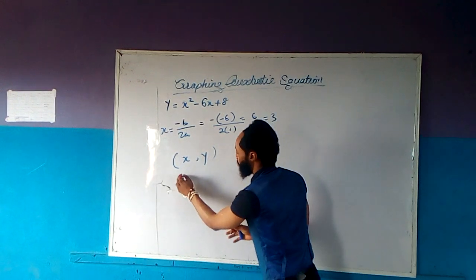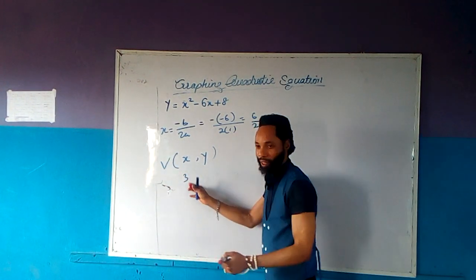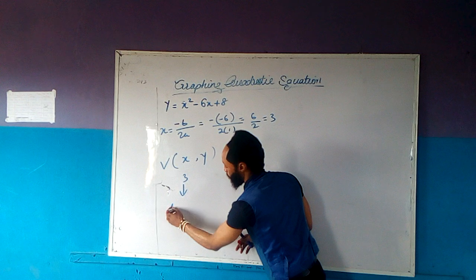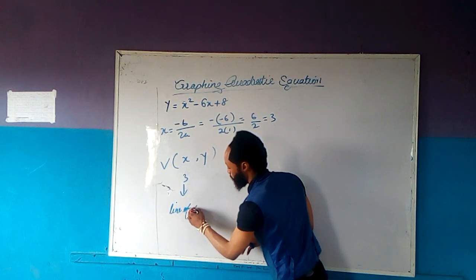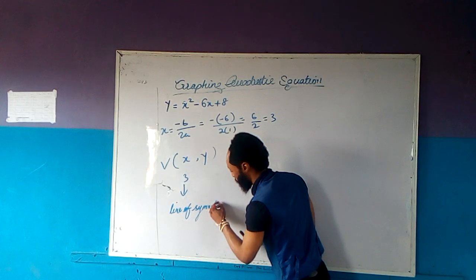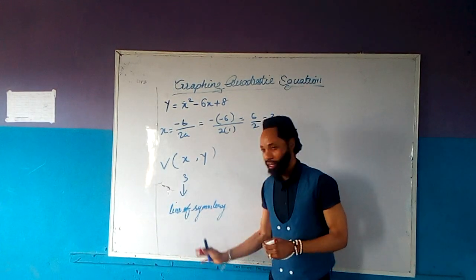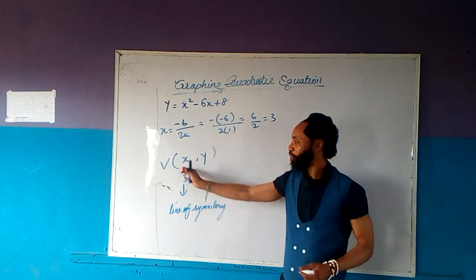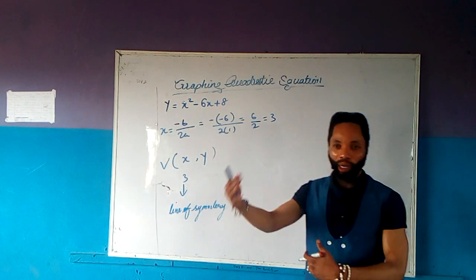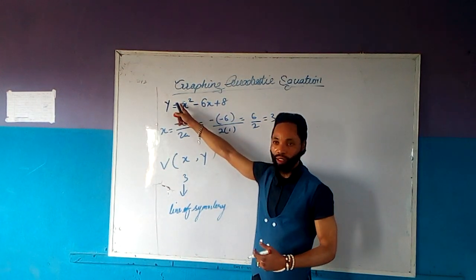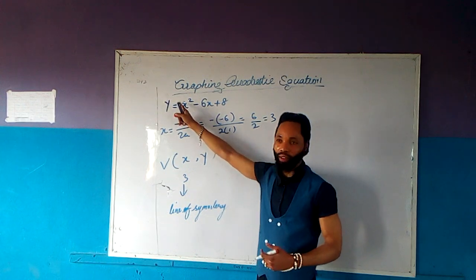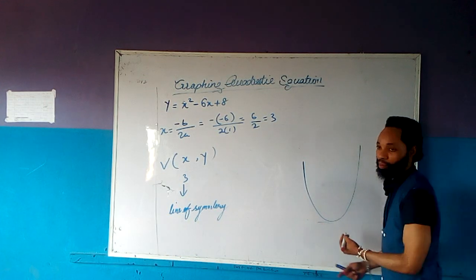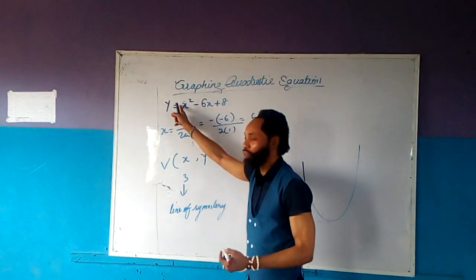Now, the x coordinate of our vertex is 3, and this 3 is the line of symmetry. Let me write it here. The x coordinate is the line of symmetry, while the y coordinate gives us the maximum or minimum value. Since the quadratic term is positive, our graph will be opening upwards, so we are looking at the minimum value. But if it were negative, we'd be looking at the maximum value.